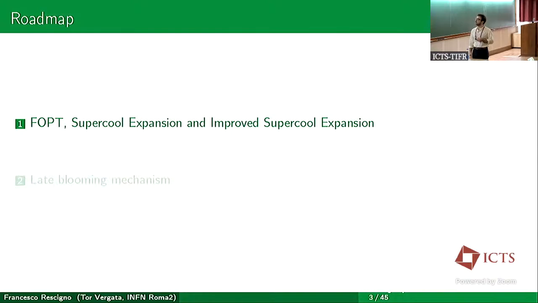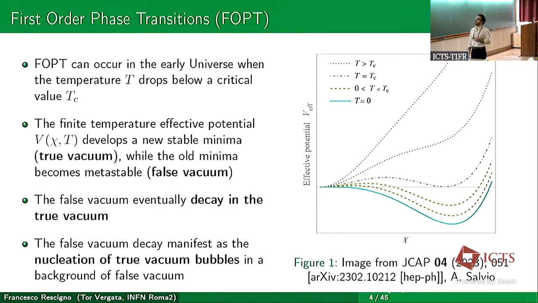So let's start. First order phase transitions can occur in the early universe when the temperature T drops below a critical value. The finite temperature effective potential develops a new stable minimum that we call the true vacuum, while the old minimum becomes metastable, that is the false vacuum. The false vacuum eventually decays into the true vacuum, and it manifests as the nucleation of true vacuum bubbles in a background of the false vacuum.